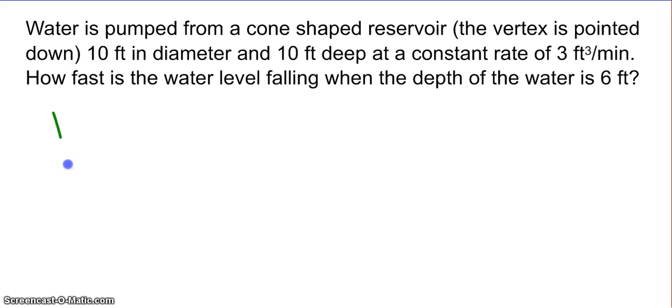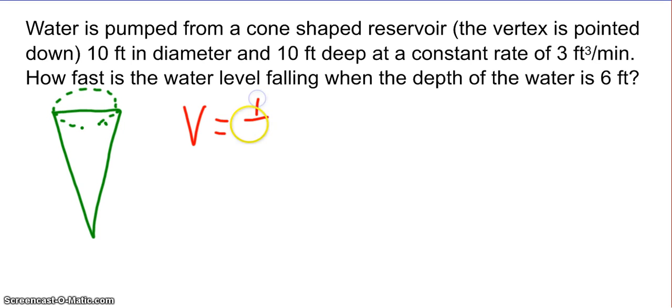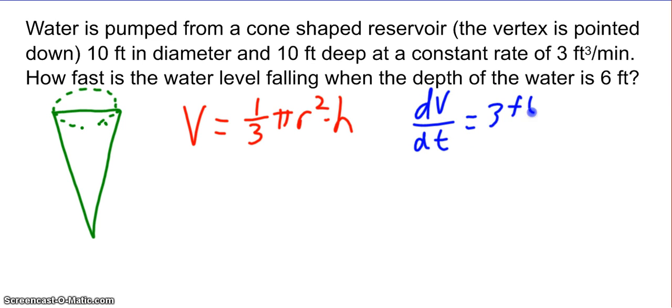So here we have a cone filled with water. The main equation we're going to use, you may or may not remember this from geometry: what is the volume of a cone? Volume is 1/3 pi r squared times h. Okay, so what do I know to start? Well, I know dV/dt is 3 feet cubed per minute.